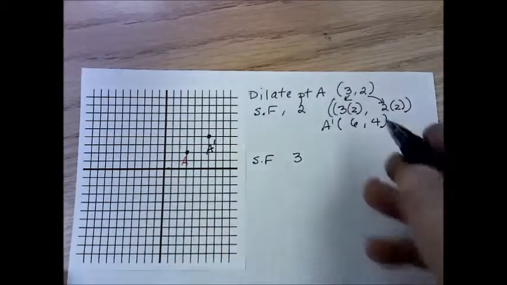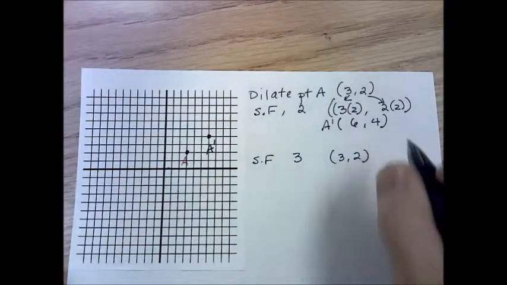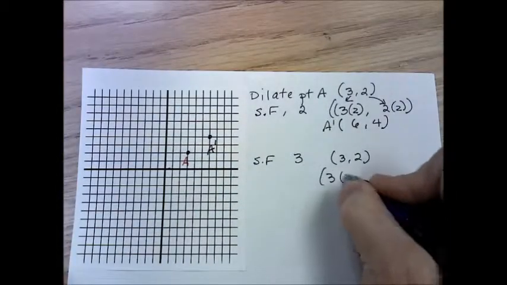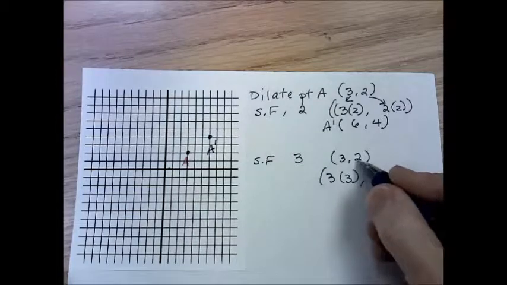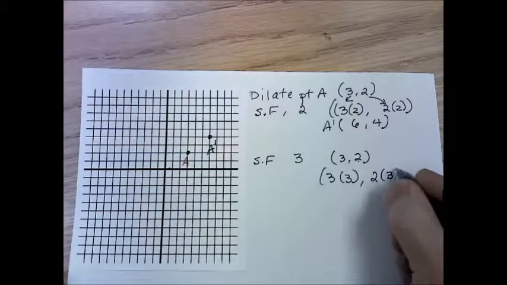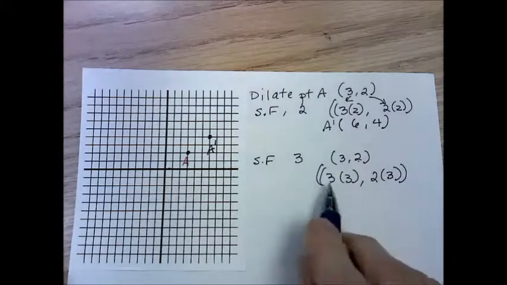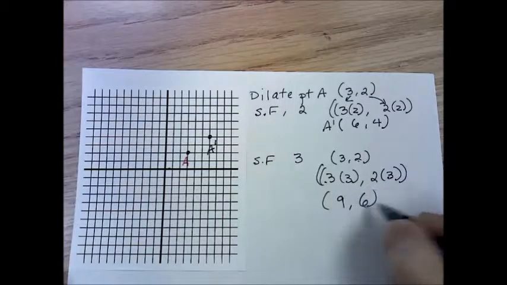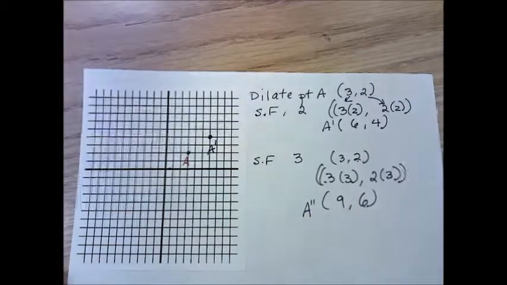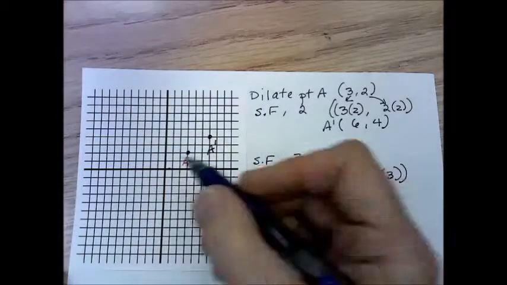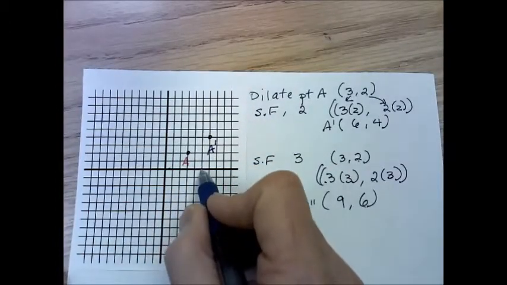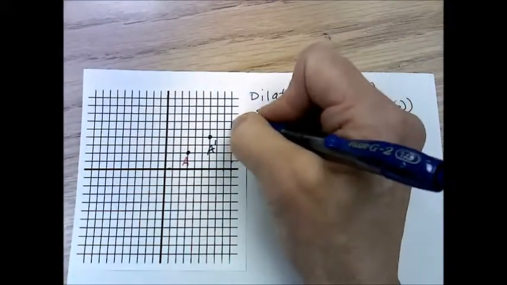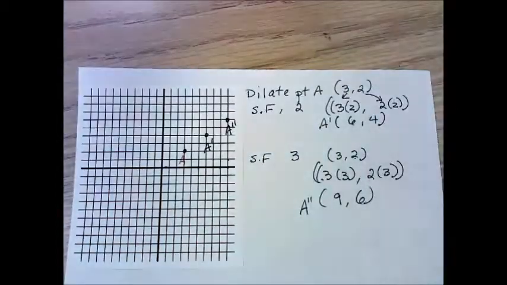Let's go ahead and take the same ordered pair, 3, 2, and dilate it using a scale factor of 3. So that means I'm going to take 3 and multiply it by 3, my x. I'm going to take my y, which is 2, and multiply that by 3. So my new ordered pair, 3 times 3 would be 9, 2 times 3 would be 6. And so we'll go ahead and graph 9, 6. So 1, 2, 3, 4, 5, 6, 7, 8, 9. 1, 2, 3, 4, 5, 6. All right, A double prime.